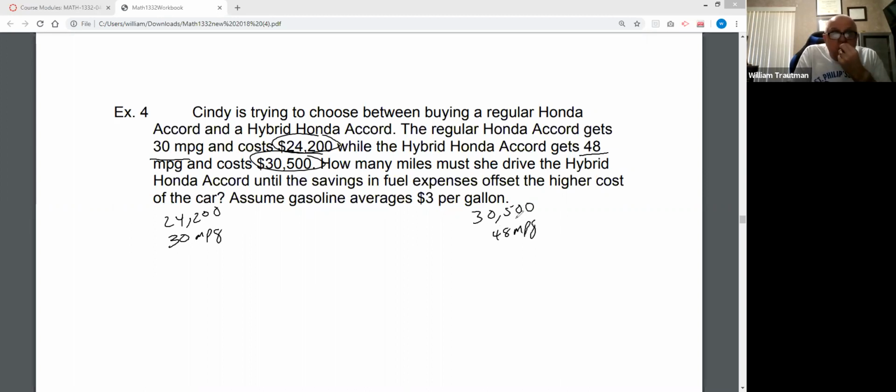How many miles? Do we really have to do this? How many miles must be driven in the hybrid until the savings of fuel expenses offset the higher cost of the car, assuming gasoline is $3 per gallon?